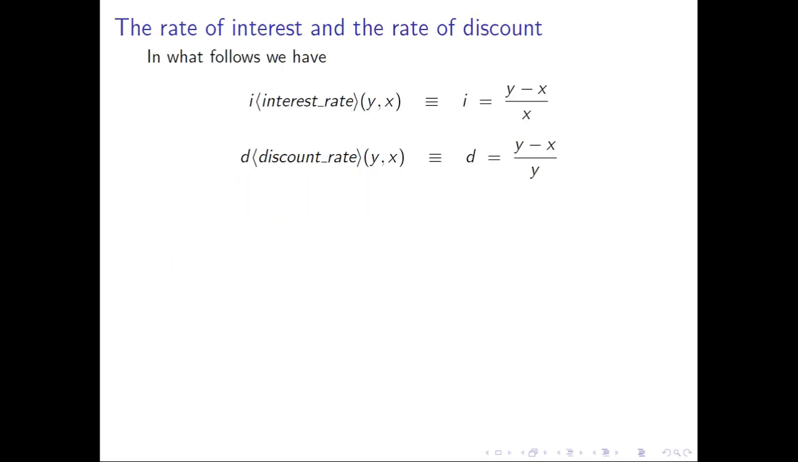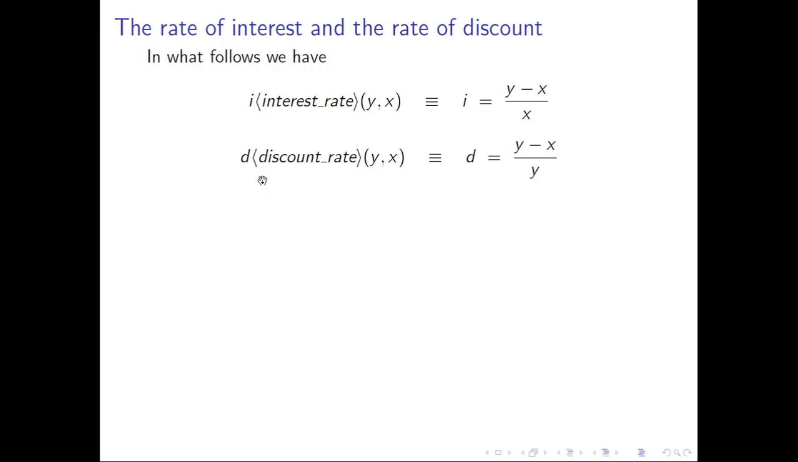Now, in what follows, I is the interest rate. If y is the accumulated value and x is the initial value, then I is the interest rate, so that means that I is equal to (y minus x) over x. If you're a bit unclear about this, you can check out the previous video. I think it was the very first video we did where we looked at that.